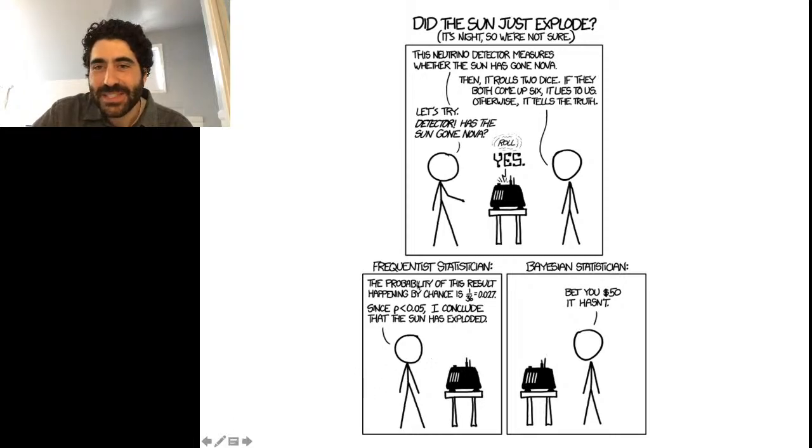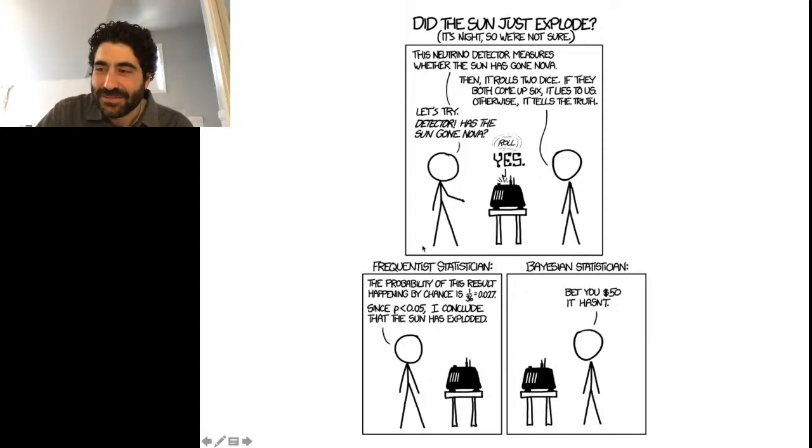And the piece that's missing here is that before we roll the dice, we have a pretty strong belief that the sun probably has not exploded, right? So this evidence we're getting from this machine is evidence that the sun has exploded, but it's quite small in comparison to our prior belief, right? So a Bayesian statistician here would say, I agree with you that this is evidence in favor of the sun exploding, but my hypothesis would still be that the sun has not exploded.